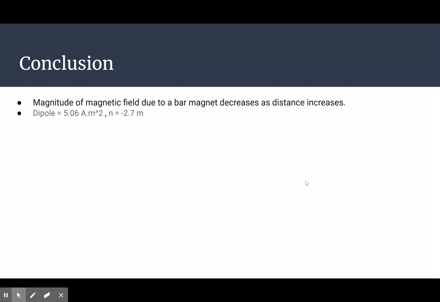In conclusion, the magnitude of the magnetic field of a bar magnet decreases as distance increases. And here are the values that I got from the experiment, the value for B and the value for N.